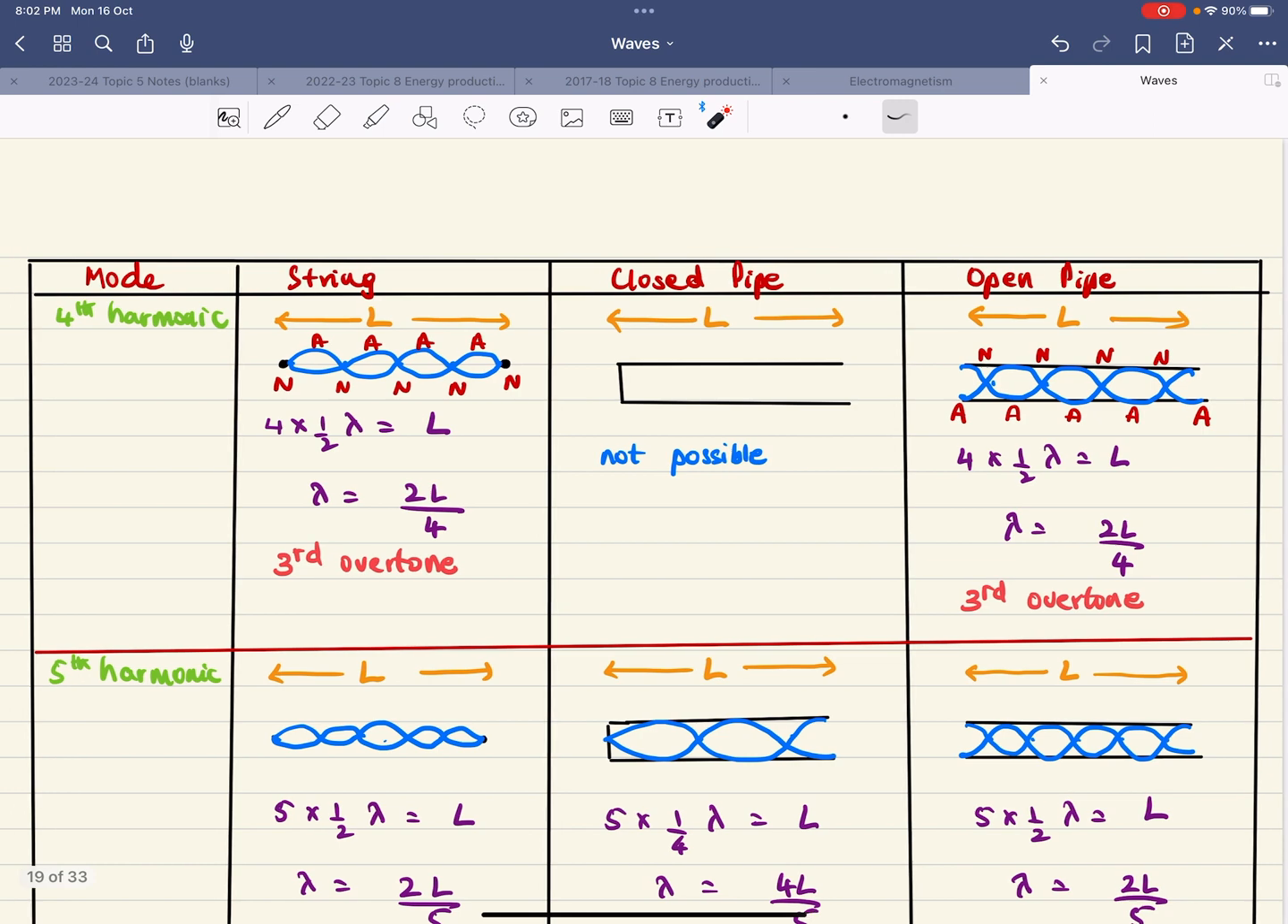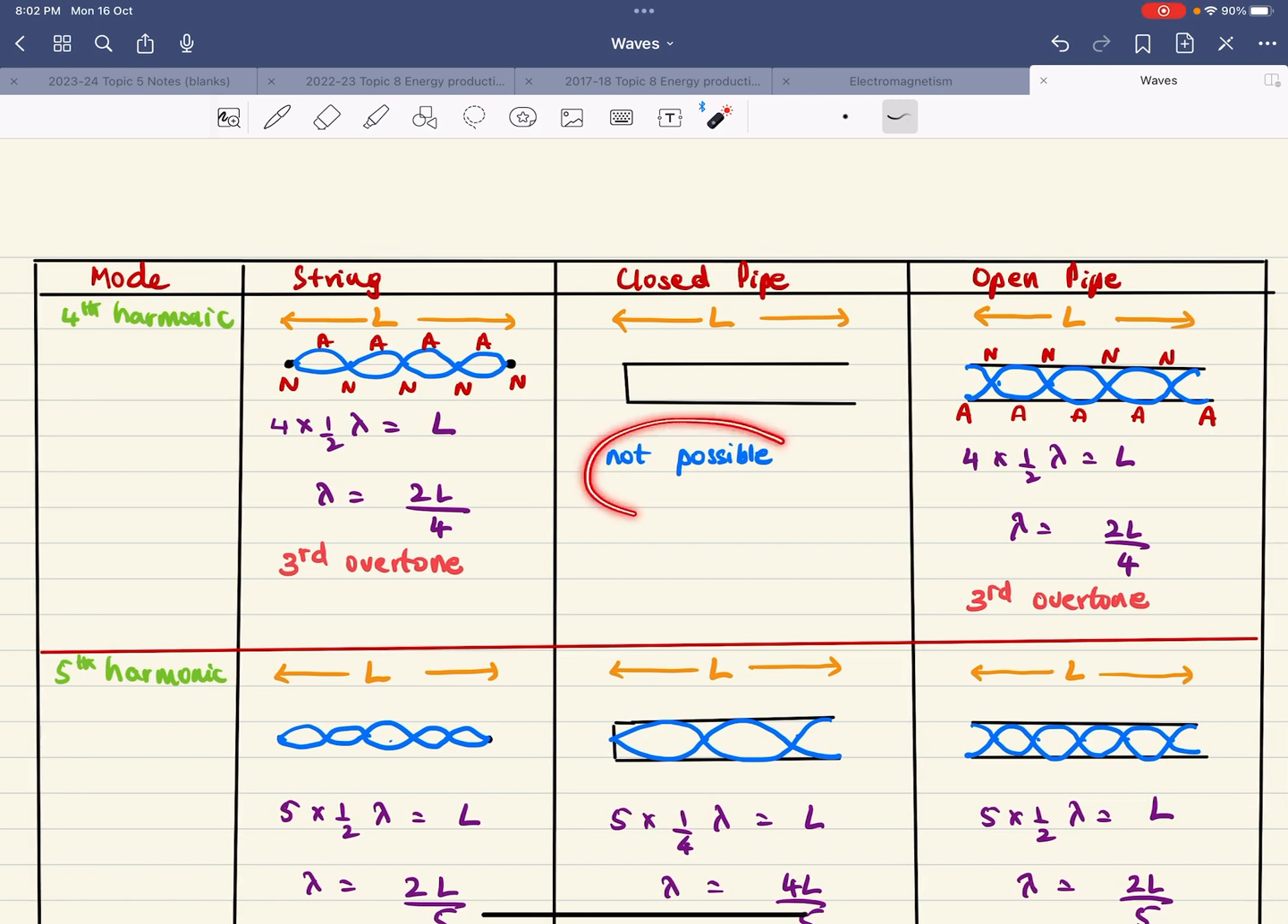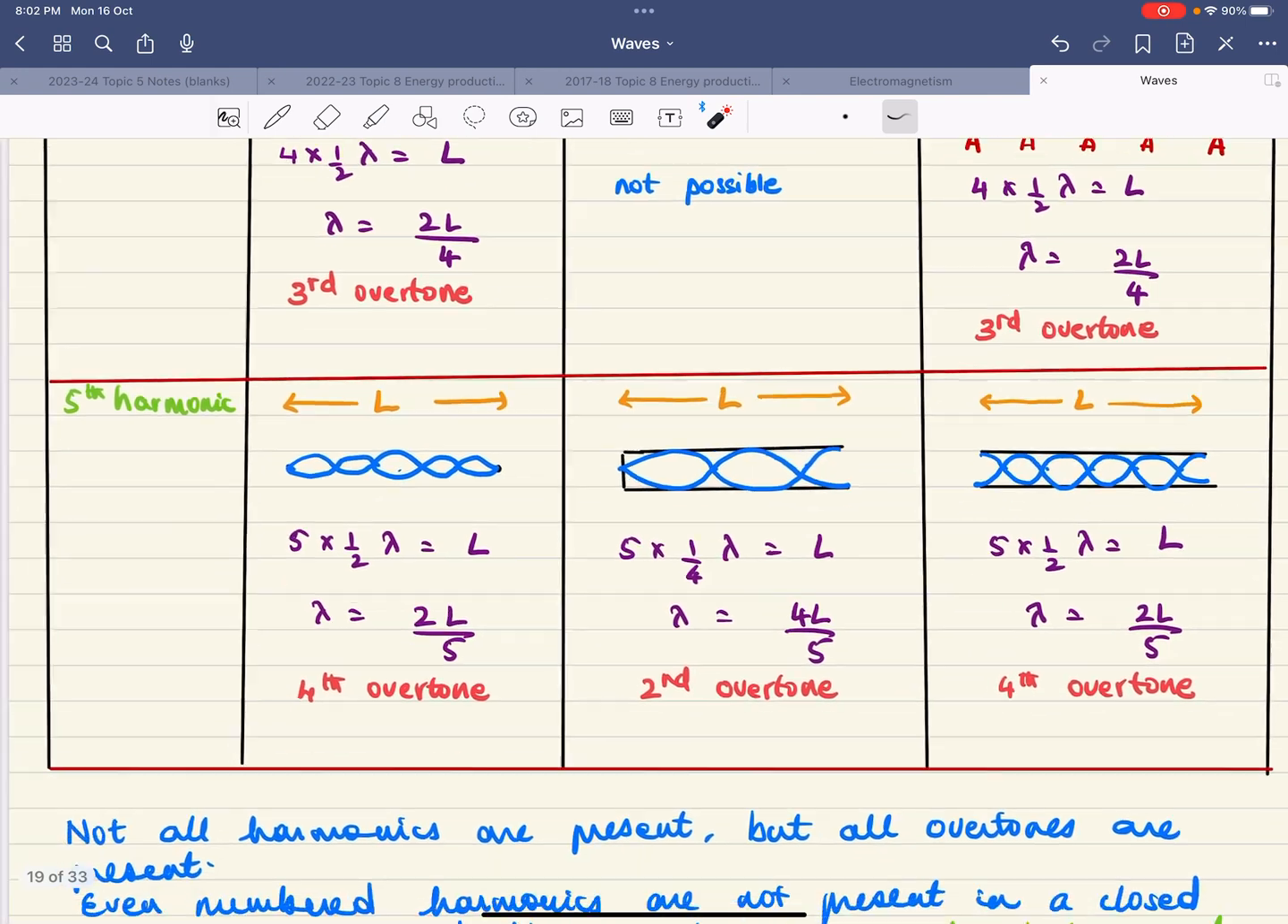Your fourth harmonic, even numbered harmonics not possible here, so this is 4 lots of half wavelength makes up the length, so you've got this, and this is also 4 lots, so you've got 3 halves and then a quarter and a quarter here, and that's the fifth harmonic.